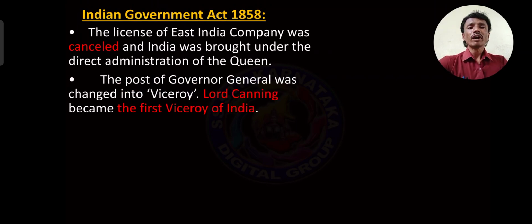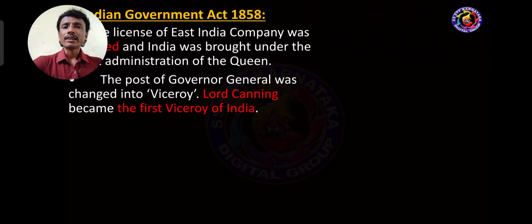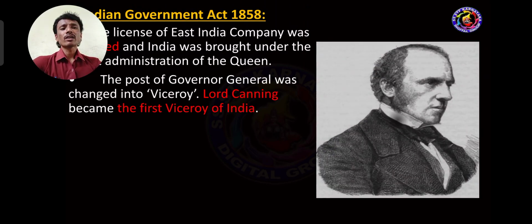The post of Governor General was changed to Viceroy. First there was the post of Governor General, then that post was changed into Viceroy. Then Lord Canning became the first Viceroy of India. Who was the first Viceroy of India? Lord Canning. Look at the picture. He was the first Viceroy of India.